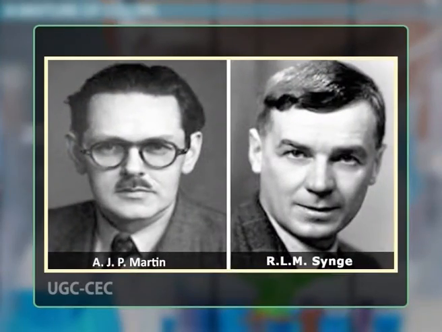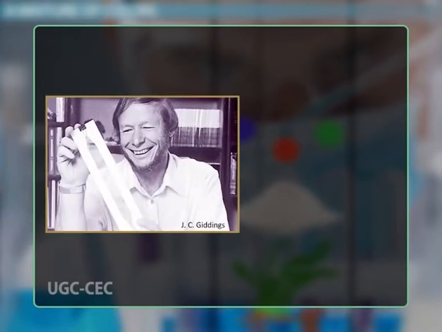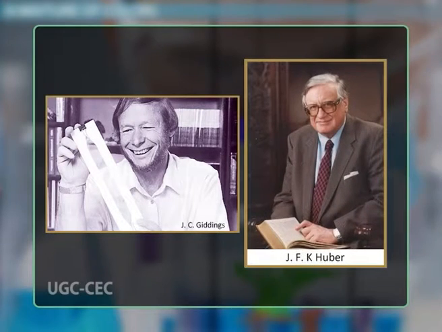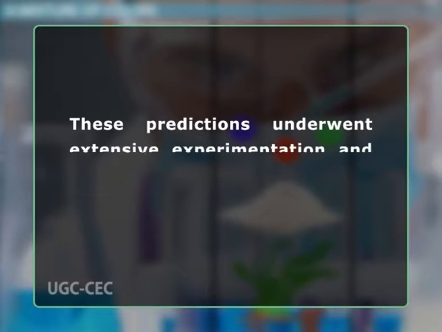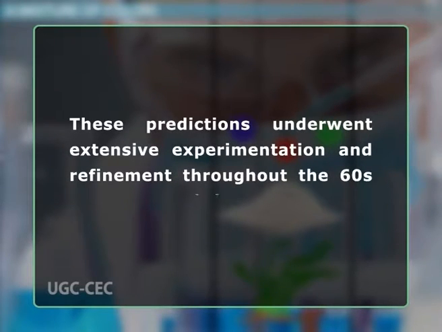Following on the seminal work of Martin and Synge in 1941, it was predicted by Calvin Giddings, Josef Huber and others in the 1960s that LC could be operated in the high efficiency mode by reducing the packing particle diameter substantially below the typical LC and GC level of 150 μm and using pressure to increase the mobile phase velocity. These predictions underwent extensive experimentation and refinement throughout the 60s and the 70s.